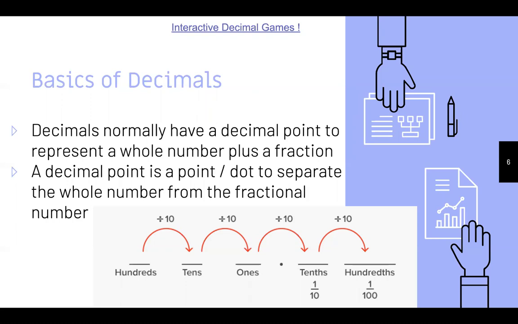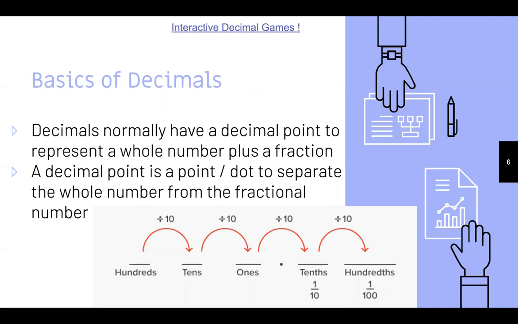What that means is that the left-hand side of that dot, that point, is the whole number. 1.5. One is that whole number. We have a whole thing of something plus another half. The right-hand side, that 5, represents that we have half of one, right? And this is what I was saying about the scale of tens.